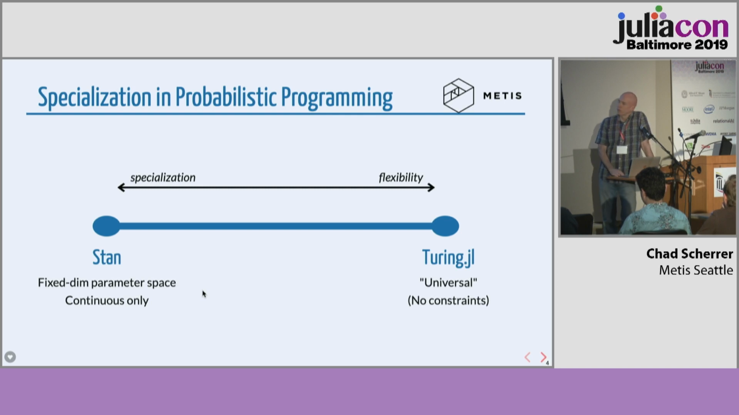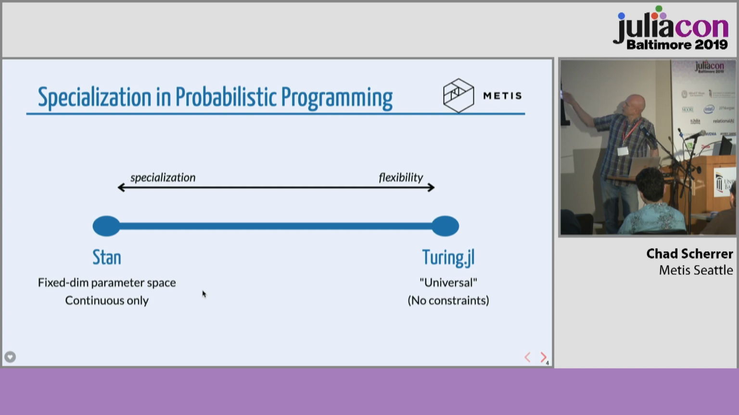I get asked a lot, how does Soss compare to approaches like Turing that a lot of people are maybe more familiar with? So you can think of this as a spectrum of specialization in probabilistic programming. So on the left you have Stan, which is relatively constrained. The parameter space in Stan is required to be a fixed dimensionality, and the parameters are only allowed to be continuous. And in exchange for this relatively hard constraint, they're able to focus their inference methods to perform very well on that special case.